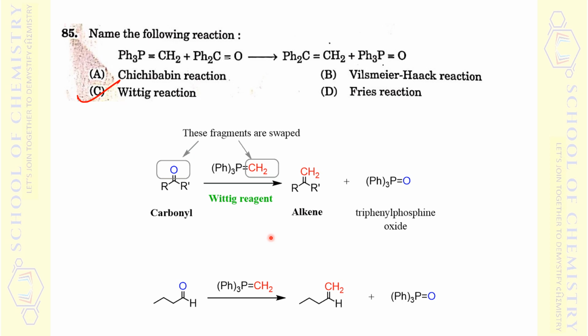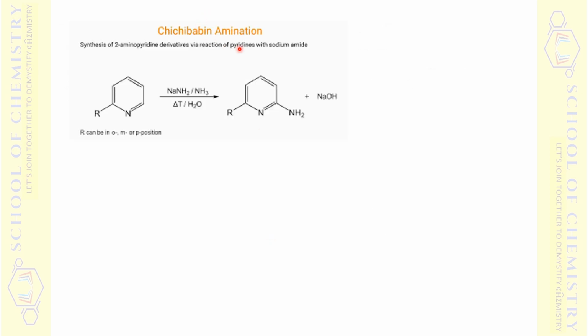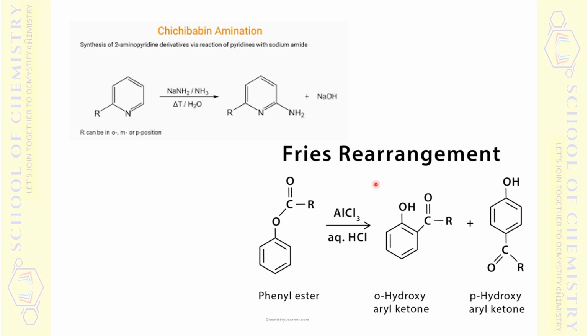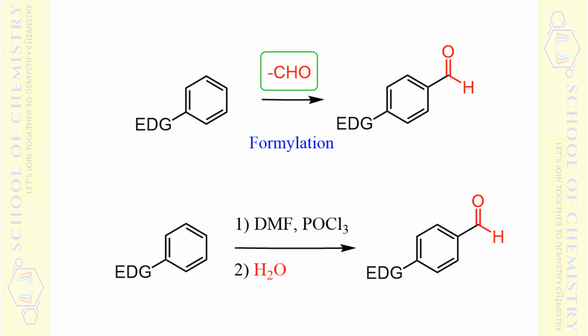Just for understanding's sake, we can look at the other reactions. The first one is the Chichibabin reaction. It is the reaction of pyridine. When it is treated with NaNH2, the NH2 group will be substituted here, and that is known as the Chichibabin reaction. Then the Fries rearrangement, which we have just seen: phenyl esters undergo rearrangement reactions, and that is called the Fries rearrangement. And the last one, the Vilsmeier-Haack reaction. The Vilsmeier-Haack reaction is actually the introduction of a CHO group.